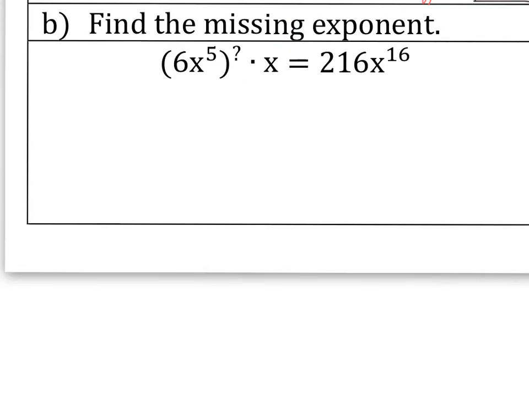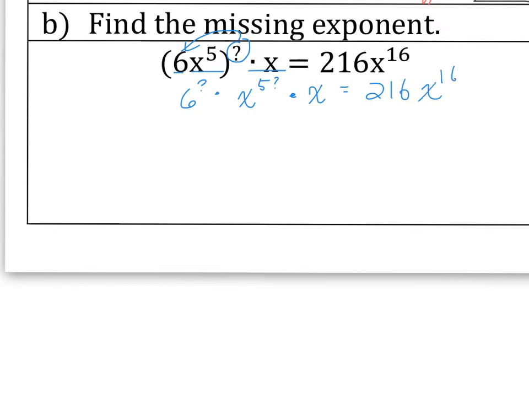Part B. Find the missing exponent. Okay, let me first simplify the left-hand side of this equation. I have a question mark here, and that's what we're looking for. So I can share the question mark with the factor of 6 and the factor of x to the 5th power, so that will become x to the 5 times the question mark times the x. And I'm going to set that equal to 216 x to the 16th power.